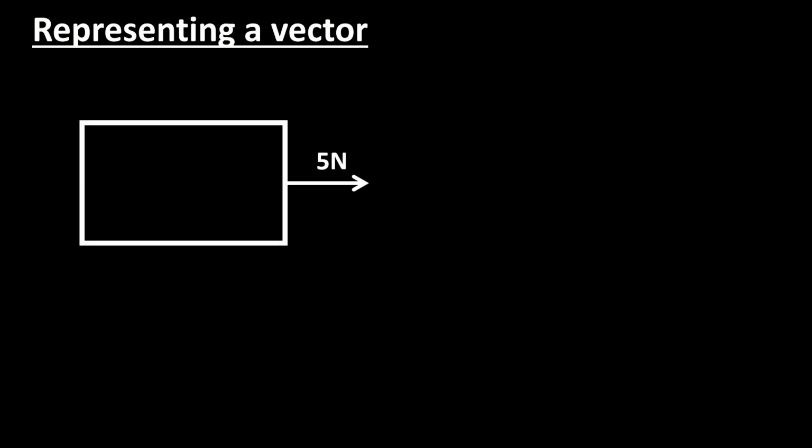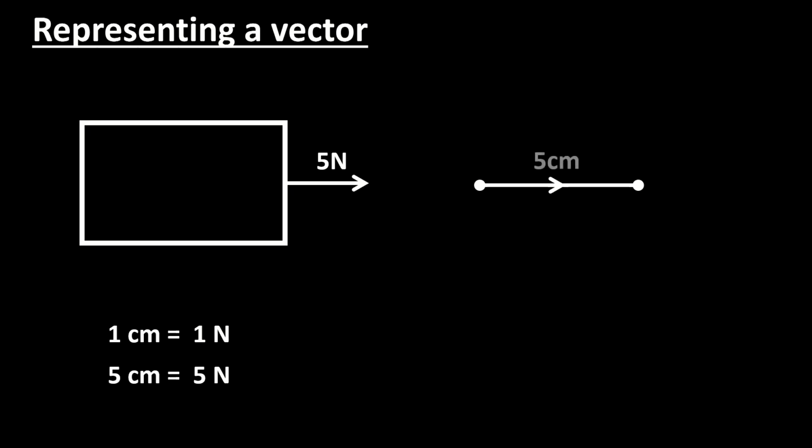Start from anywhere in space and draw a line parallel to the original vector. So this has 5 Newtons. We have the scale which we made that 1 centimeter is equal to 1 Newton. So we must draw 5 centimeters to be equivalent to the amount of Newtons. So we can mark this as the initial point and this as the terminal point. The arrowhead represents the direction.